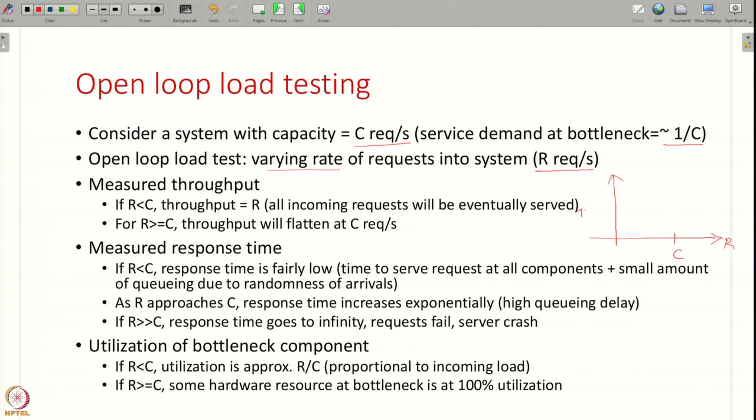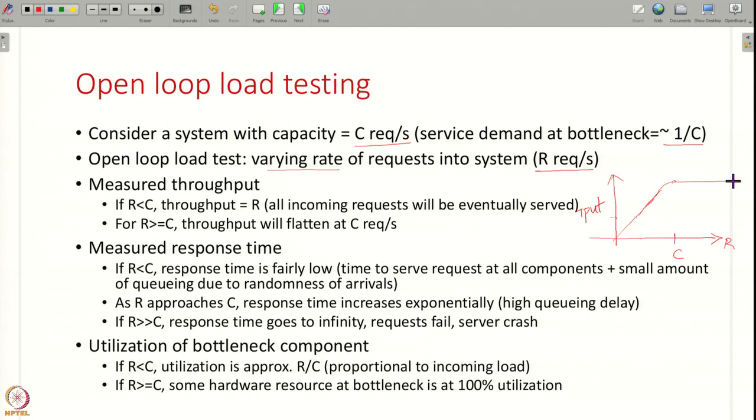Then the throughput that you will measure will look as follows. Initially the throughput will be equal to R. If your input load is 10 requests per second, your throughput will also be 10. Input load is 20, throughput will also be 20. So, your throughput will initially be linear, equal to the offered load, the incoming load into the system, until you reach capacity. And once you reach capacity, as your incoming rate exceeds the capacity, your throughput will flatten out.